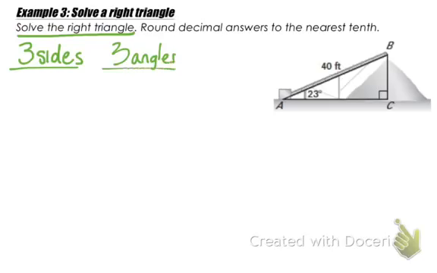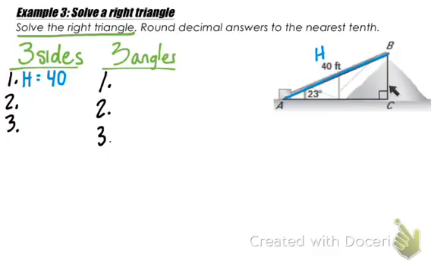So the measurements of all 3 sides, 1, 2, 3, and the measurements of all 3 angles, 1, 2, and 3. Okay? So we know that with the sides we have our hypotenuse, which is 40. But do we actually have measurements for the other 2 sides of the triangle? No. Good work. Okay, so we have to figure out what those are.